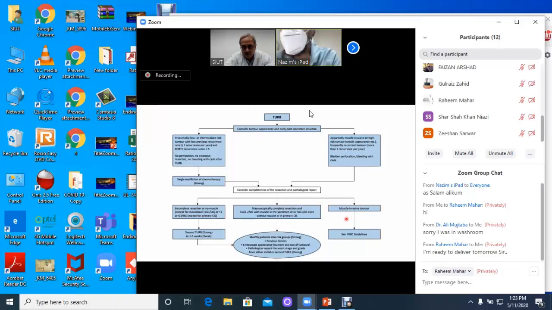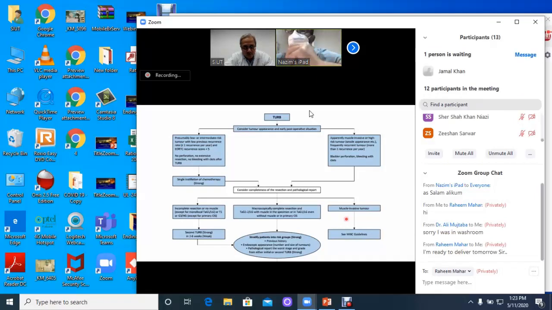So nowadays in SIUT, how do you choose the patient for mitomycin C and BCG? For the high risk group, you are giving only BCG, and for low risk and intermediate you are giving mitomycin C, like that.